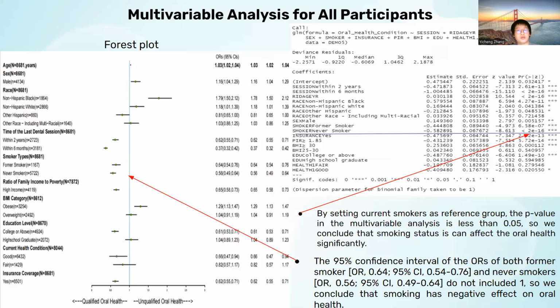So here we can see the forest plot and the call of the logistic regression. We get a screenshot from the R console. By setting the smokers as a reference group here, the p-value in the multivariable analysis is less than 0.05. So we can conclude that the smoking status can affect the oral health significantly.